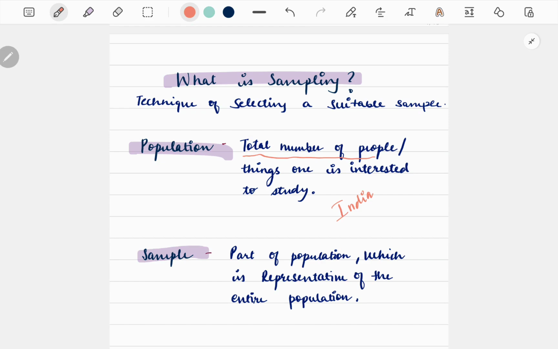And sample is a part of population which is representative of the entire population. Let's say you pick up a city which will represent the characteristics of India. So it will be a part of population and will represent India. So sampling can be defined as a technique of selecting a suitable sample in such a way that it is representative of the population.